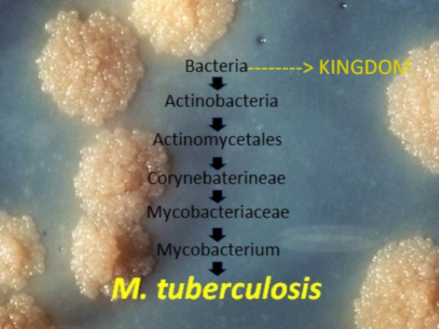The scientific classification of Mycobacterium tuberculosis: the kingdom is Bacteria, the phylum is Actinobacteria, the order is Actinomycetales, the suborder is Corynebacterineae, the family is Mycobacteriaceae, the genus is Mycobacterium, and lastly, the species is Mycobacterium tuberculosis.